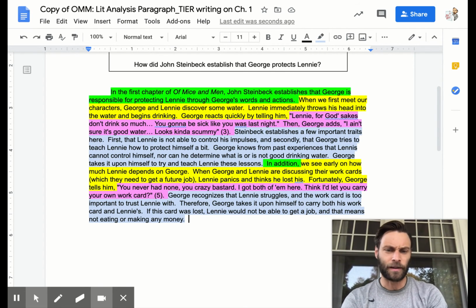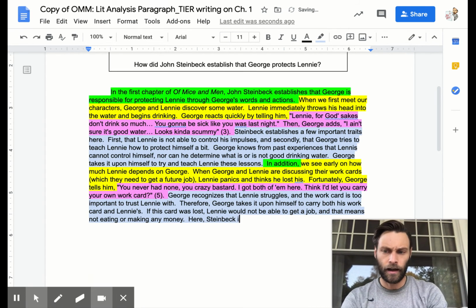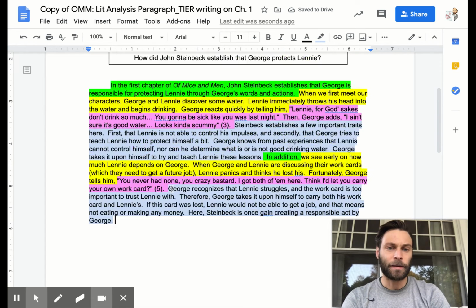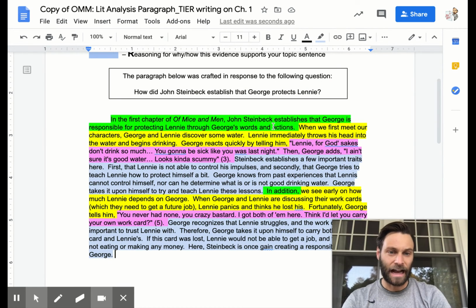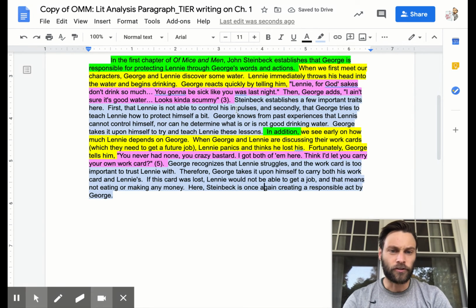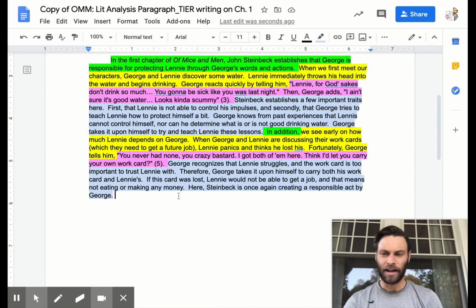So I'm just going to keep it simple and say, here, Steinbeck is once again creating the responsible act by George. And I chose that word act intentionally just because, again, we're talking about actions. So I intentionally wanted to pull this idea of act. I think that's important. So now I've got here's what George says, here's what George does through an action. And yeah, I think that's a pretty solid paragraph. Now we can also have that wrap up sentence, which ties us together a little bit.